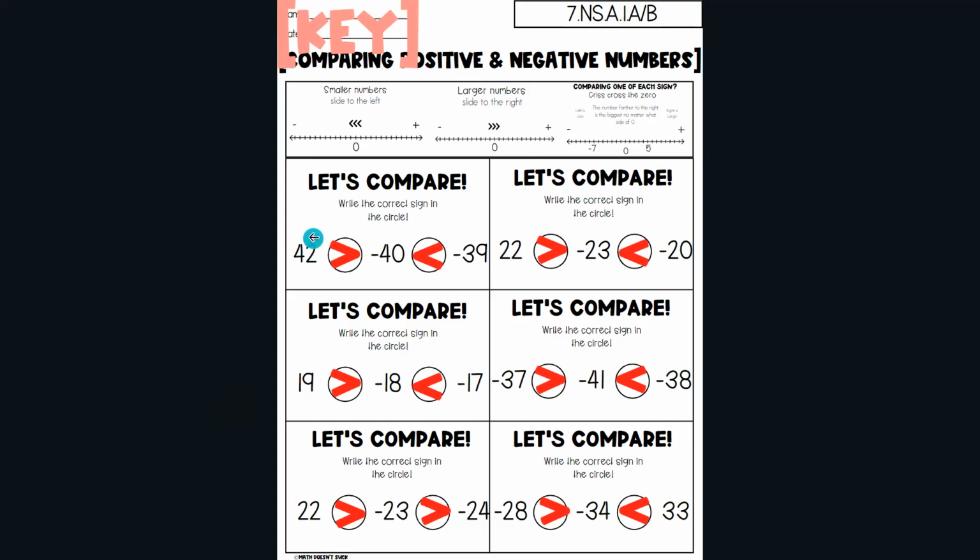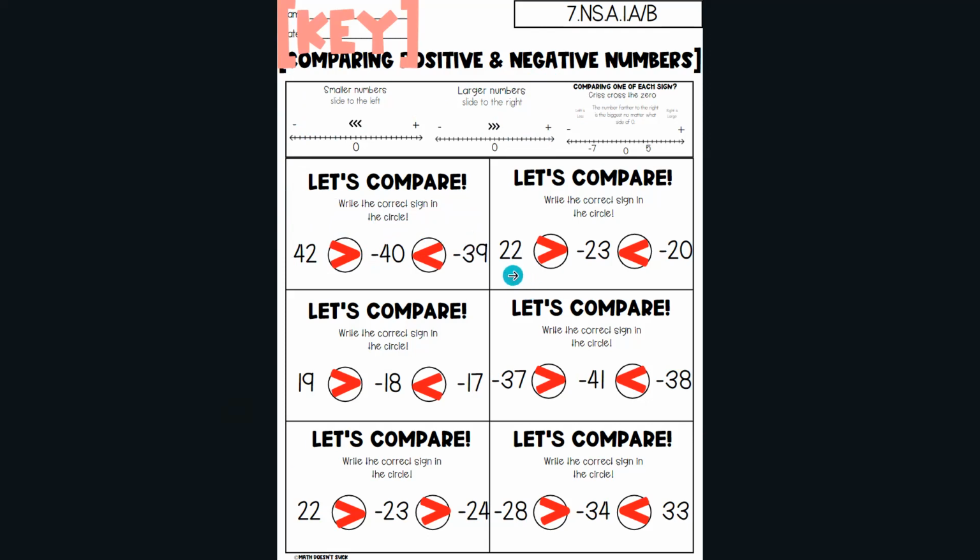So for this set, we have 42, -40, -39. 42 is going to be our largest value. That is going to be farthest to the right. -40 is going to be our smallest value. That's going to be farthest to the left. So this set is 42 is greater than -40 is less than -39.